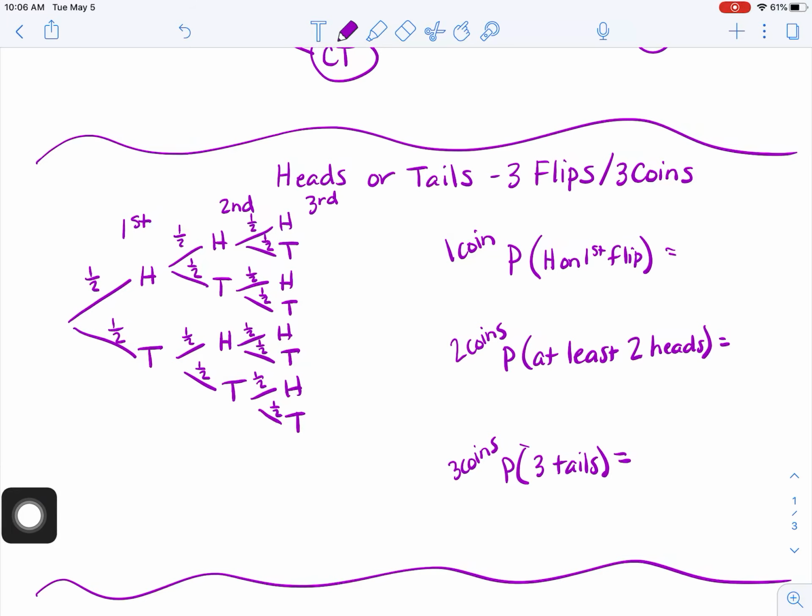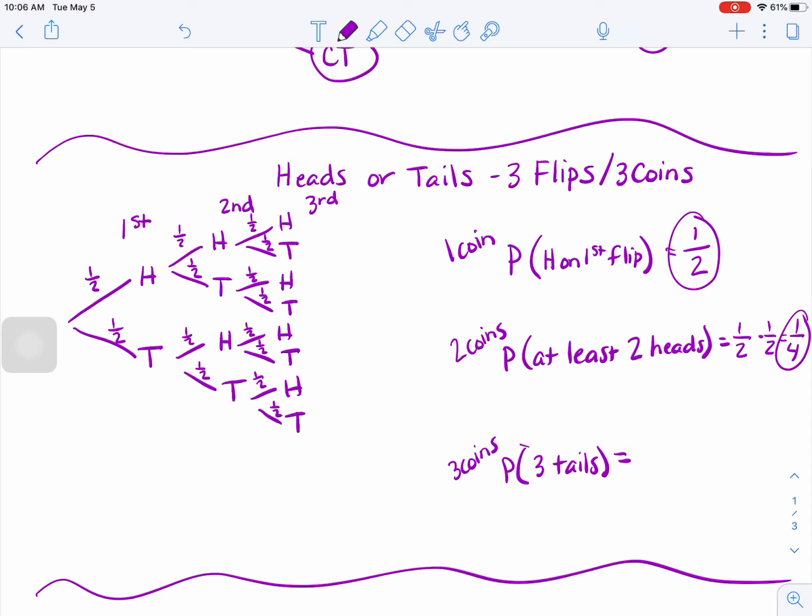I want to know what's the probability I'm going to get a head on my first flip. Well, if I'm only looking right here, I can do a head or a tail. So I've got 2 options, 2 outcomes, and only one of them is my desired one. So it's a 1 out of 2 that I'm going to get a head on my first flip. On the second one, 2 coins. So now I'm going to pay attention to the first 2 parts of this. What's the probability I'm going to get at least 2 heads? So to follow that, I get a head on my first one, so that's 1/2 times a head on my second one is another 1/2. 1/2 times 1/2 is 1/4.